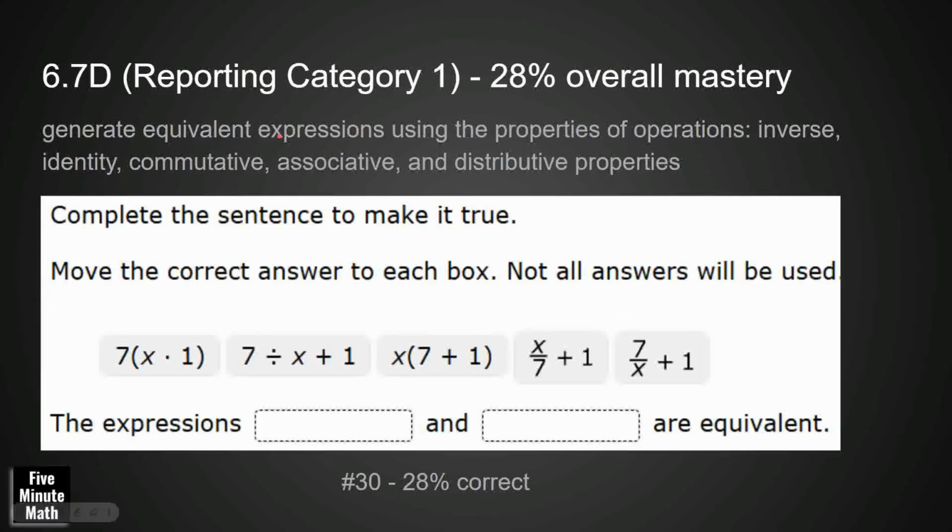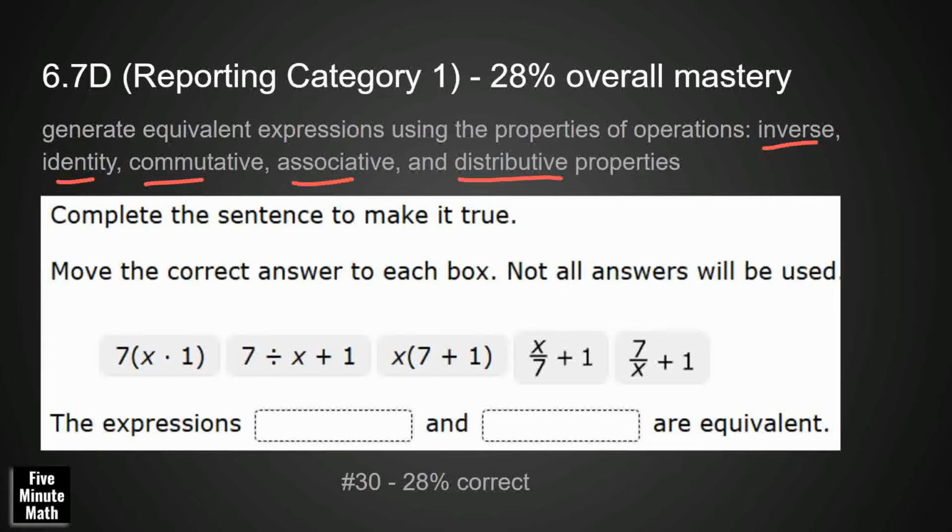Our next lowest was 28%. This is 6.7D. We are generating equivalent expressions with all kinds of properties: inverse, identity, commutative, associative, distributive. All right, so we need to find two that are equivalent here. And even though it's a drag and drop, it's only 1 point. You either got the two or you did not.